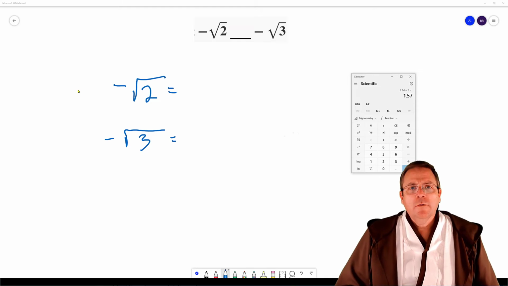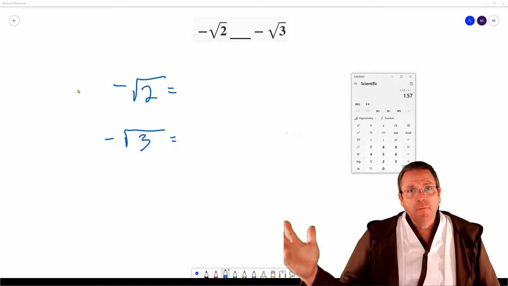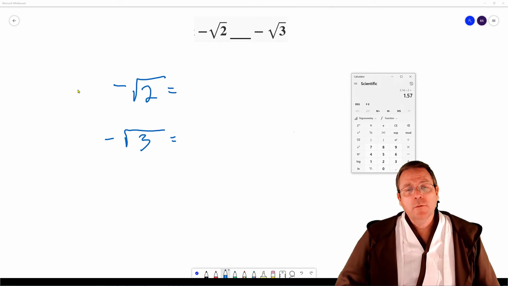Now I'm going to go ahead and say that I could answer the alligator part of this problem without ever doing any math, because I know that the square root of 2 is going to be a smaller number than the square root of 3, but because we're dealing with negatives, I know that it's actually going to be further to the right on the number line, so that means the alligator is going to eat the negative square root of 2.